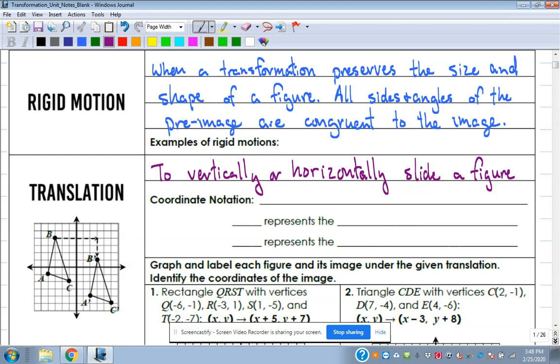So coordinate notation for that, the way that works is you have an ordered pair, x comma y, and then they will give you a formula, or we may have to find the formula later on, x plus h, y plus k. You're adding, and if it's a negative move, you're going to subtract. So h represents the horizontal shift. k represents the vertical shift.